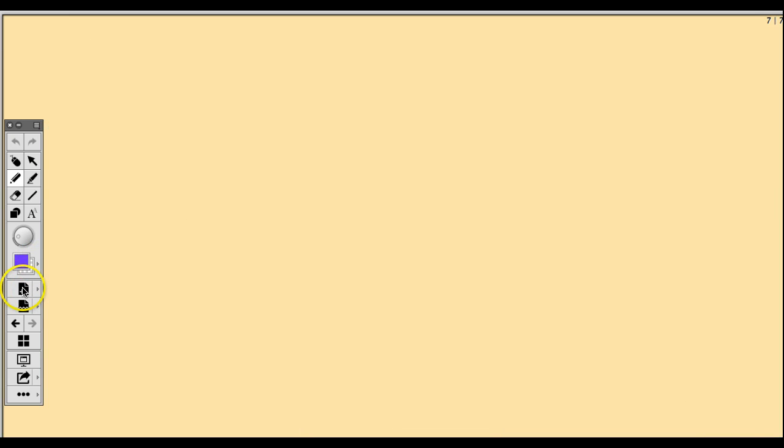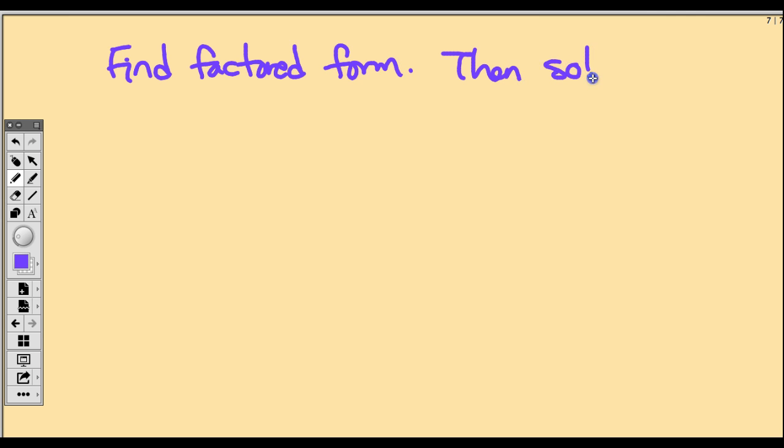I'm going to give a new sheet. Here's the next question. Let's see. So the next question is going to be to find the factored form. Oh, I'm sorry. So the next question is to find the factored form. Then solve. So there's two parts to this question. You gotta first find the factored form to get some credit, and then you gotta solve. So you gotta tell me what x is equal to, okay?